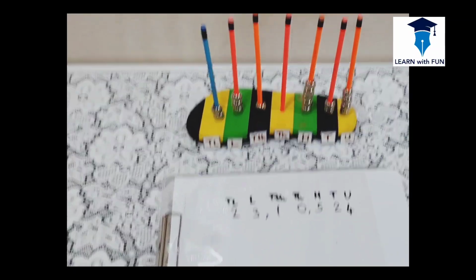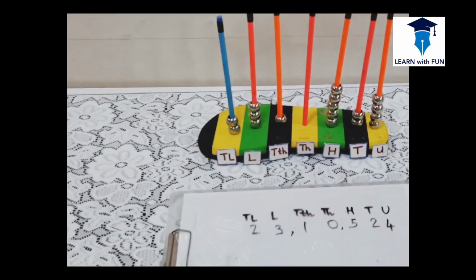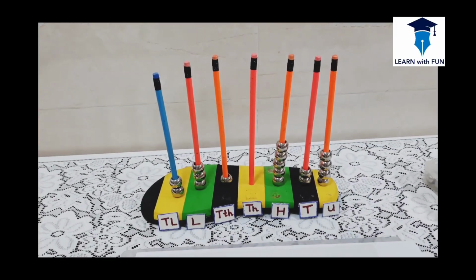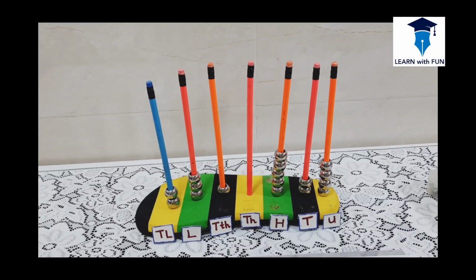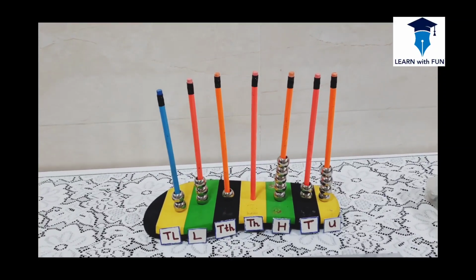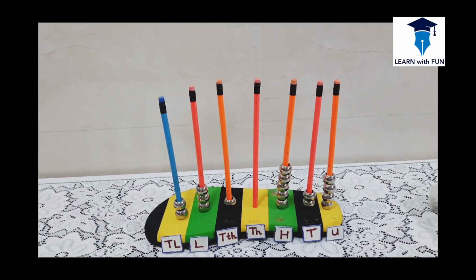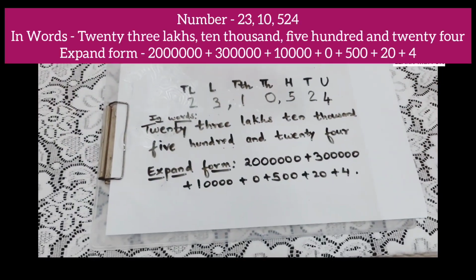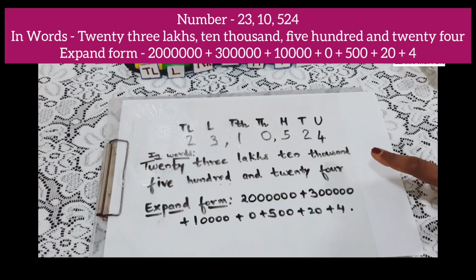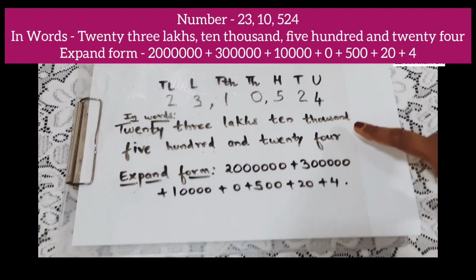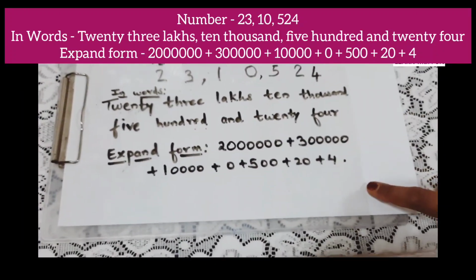Not only this, once the number is formed, the teacher can also ask the child to write it in word form as well as in expanded form. Thus, by placing the beads, different numbers can be formed, and once a number is formed, the teacher can ask n number of questions related to it. Like in the example given here, looking at the beads, the child can write the same number in word form as well as in expanded form.